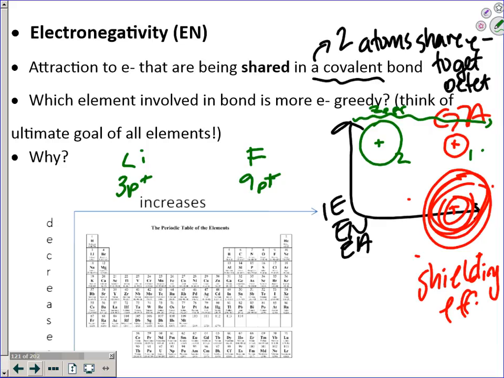Who's okay on Zeff? Who can explain Zeff? Okay, if we're ever comparing across a period, you have to mention Zeff. You have to mention the number of proton differences here. If you're ever comparing down a group, you must mention shielding effect. Okay, I'm going to ask you guys some more of those questions shortly.